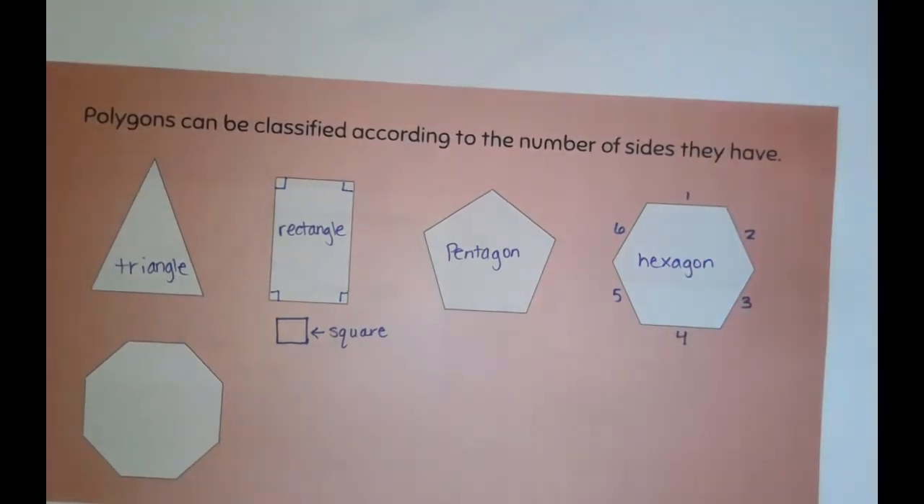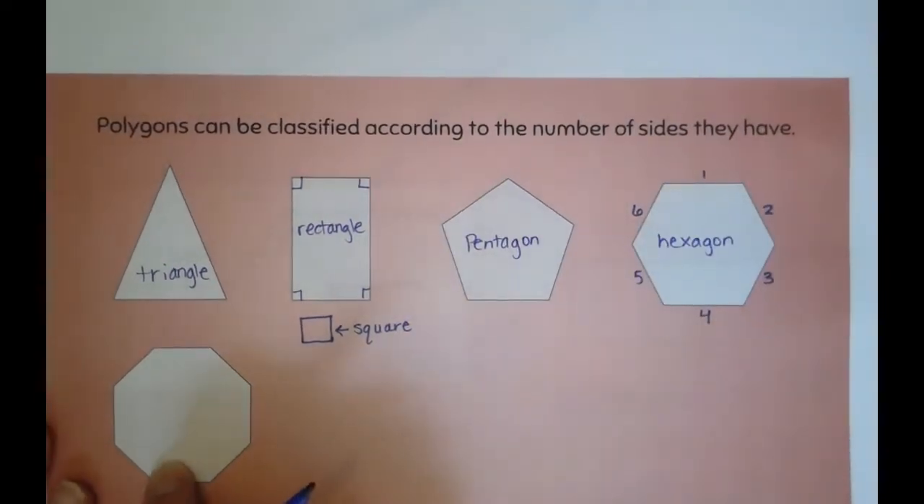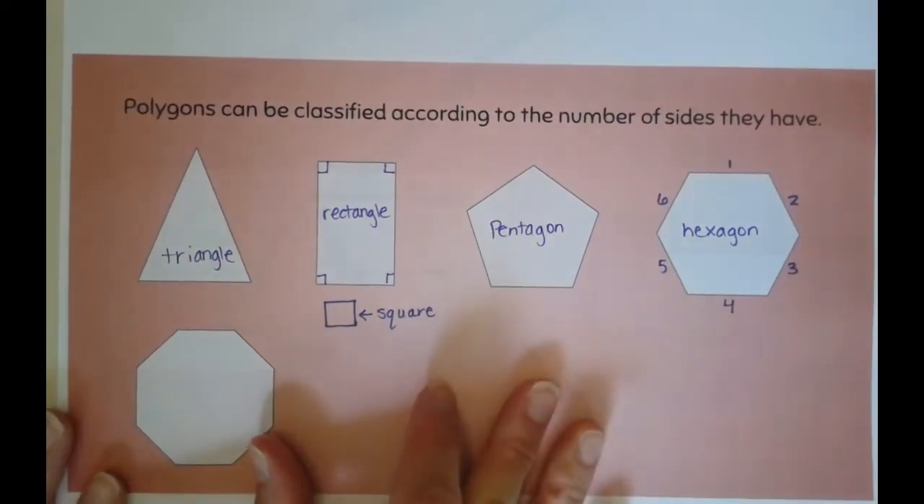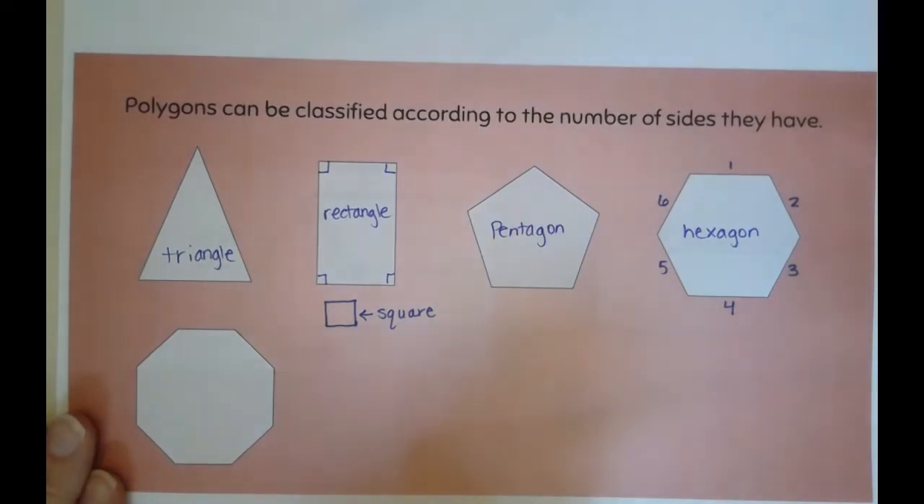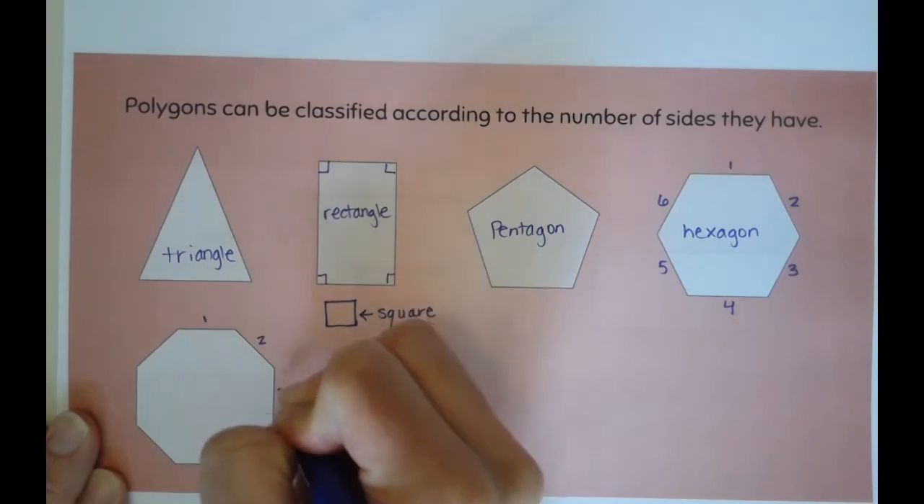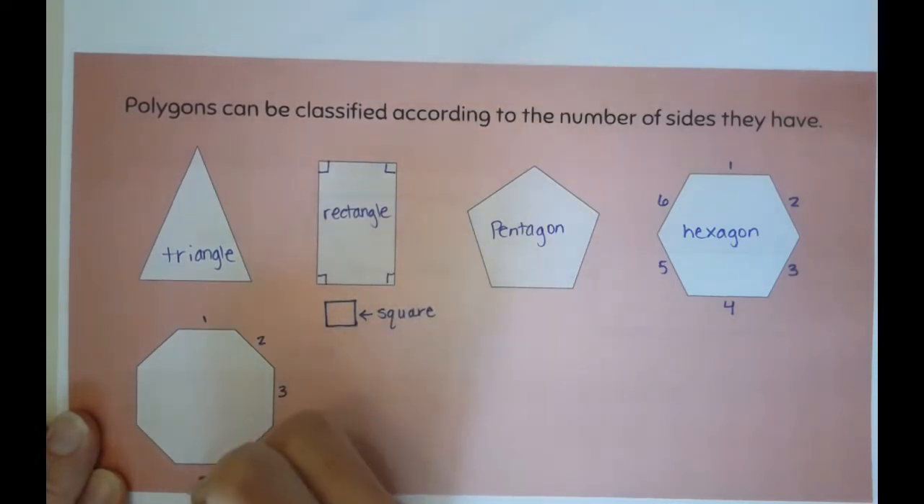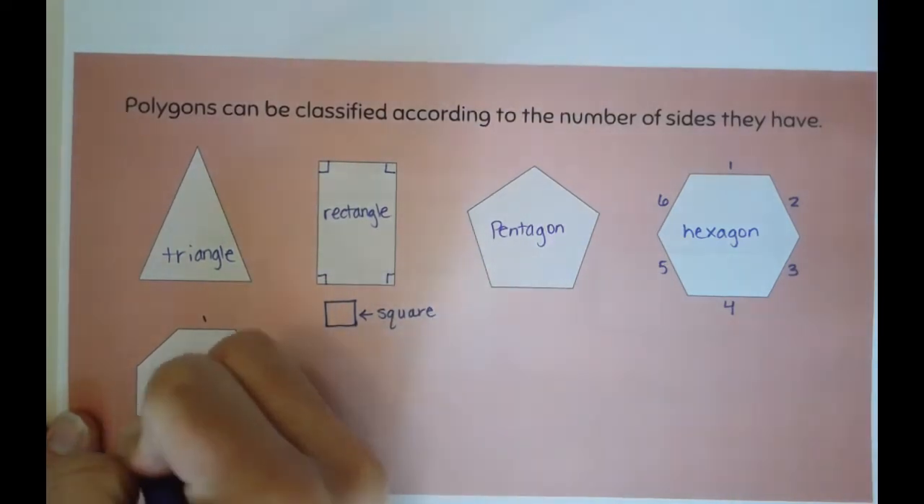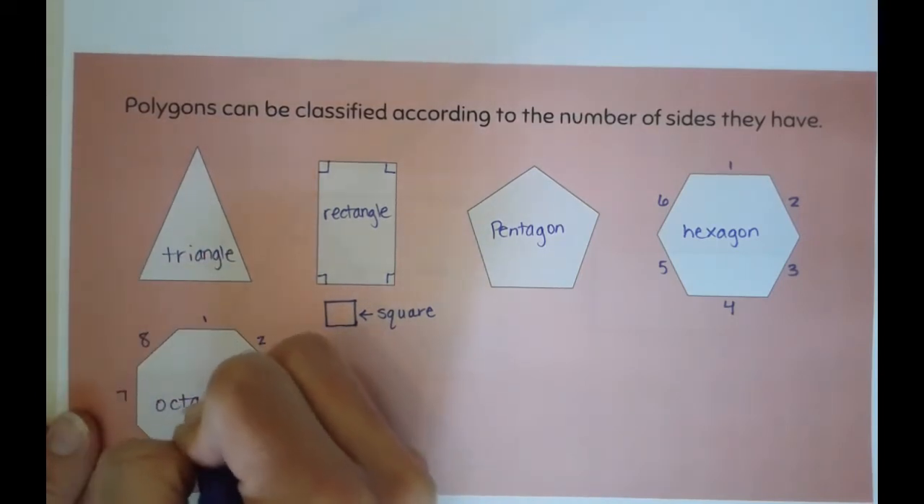Okay. And then this shape right here, you may be very familiar with it because it looks like a stop sign. It is an octagon. It has 8 sides. 1, 2, 3, 4, 5, 6, 7, 8. And that is an octagon.